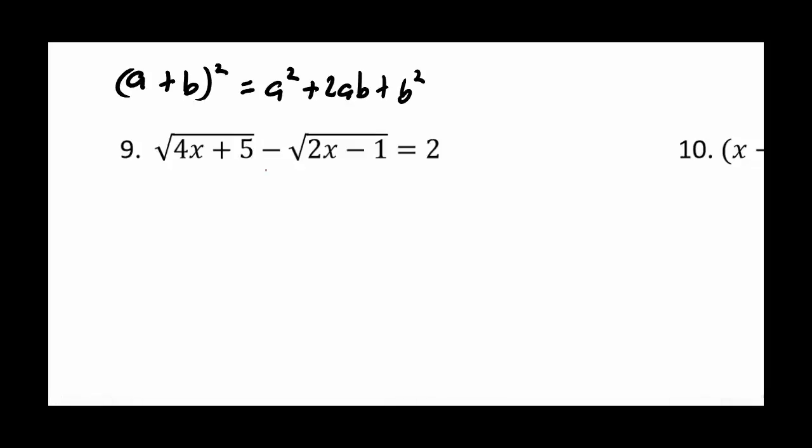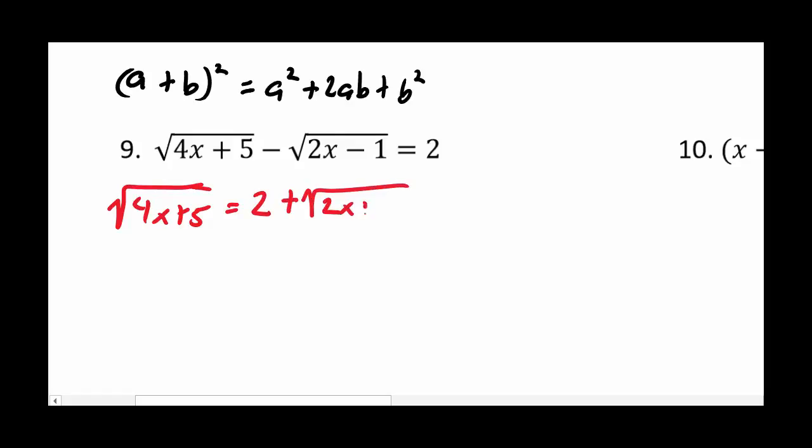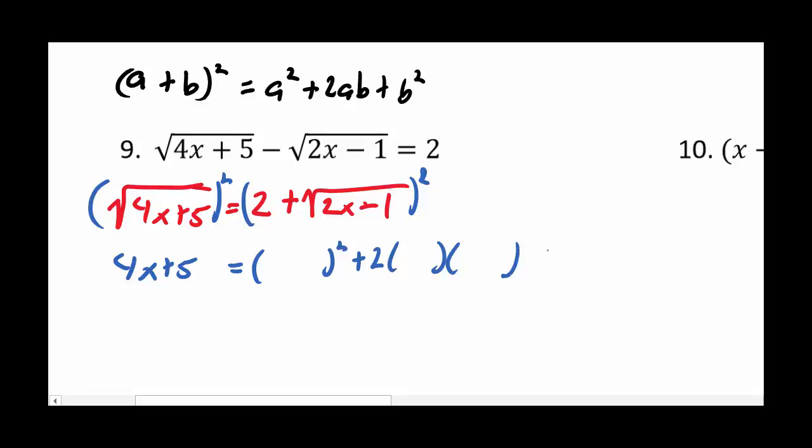All right, so in this problem, I'm going to bring over the square root. So I get the square root of 4x plus 5 equals 2 plus the square root of 2x minus 1. Okay, and then this is where I'm going to square both sides. And then this is where my pattern actually comes in. On the left, I have 4x plus 5. But on the right, I'm going to get something squared plus 2 times something plus something squared. And then I'm just going to remind myself of what those somethings are.